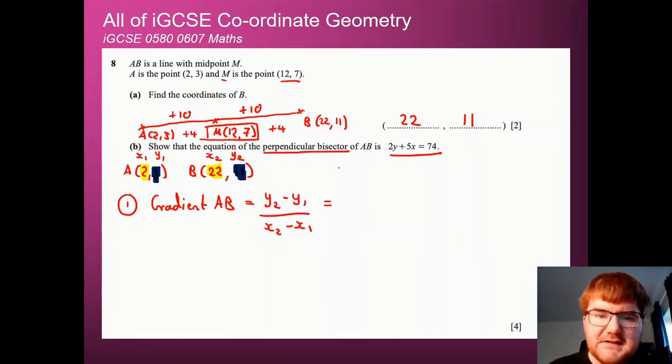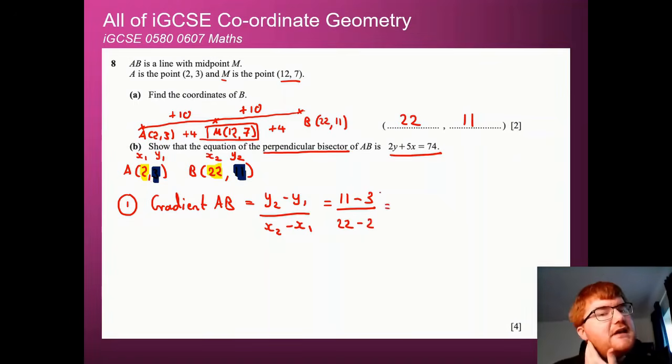So if we do this and follow this, we get y2 is 11, y1 is 3, and then x2 is 22. I'm just being very careful here, and then x1 is 2. So if we work this out, 11 minus 3 is equal to 8. And 22 minus 2 is equal to 20.